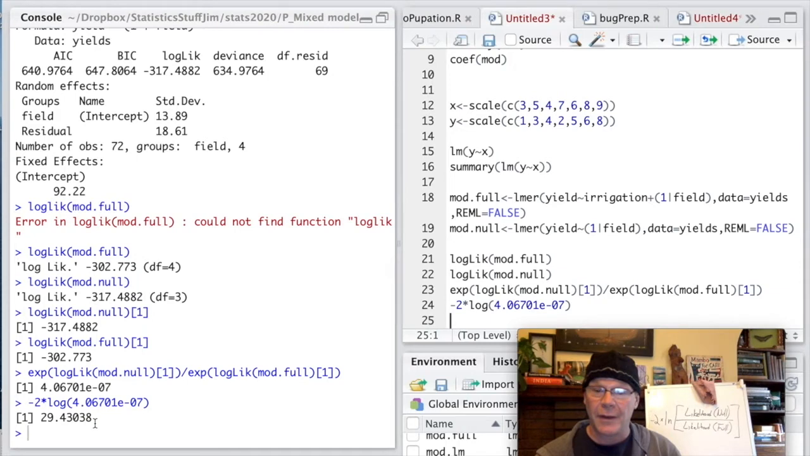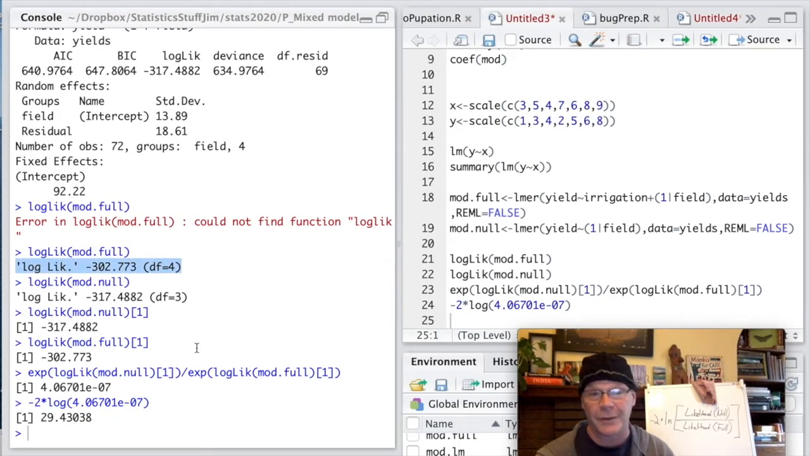How we determine the appropriate degrees of freedom doing a likelihood ratio test: the appropriate degrees of freedom that we will use for the chi-squared distribution is going to be the difference in the number of free parameters between the two models. And so if we went back here, the full model, it's telling us that we have 4 degrees of freedom.